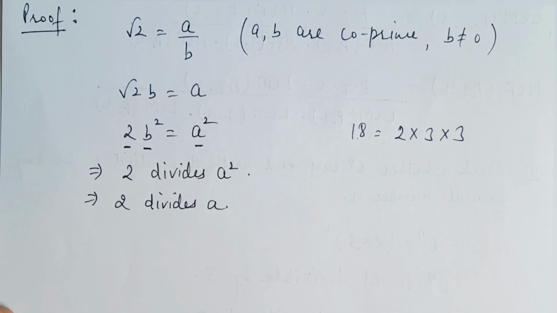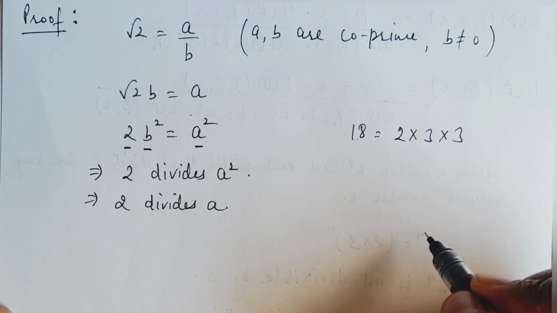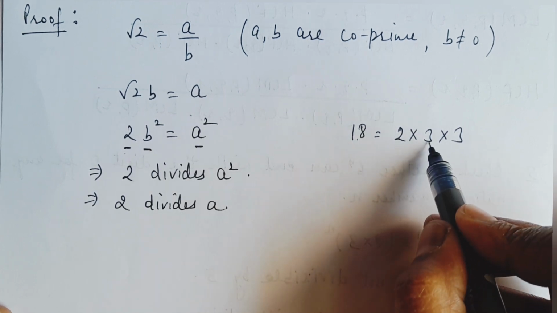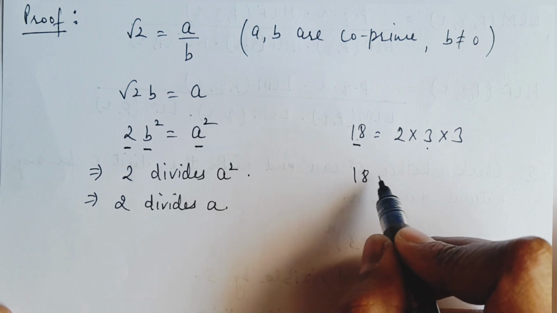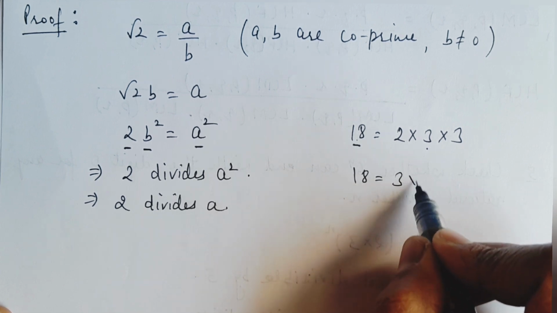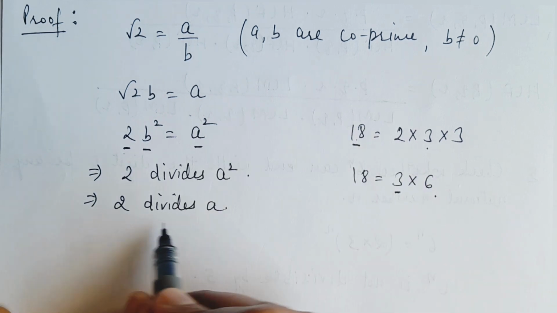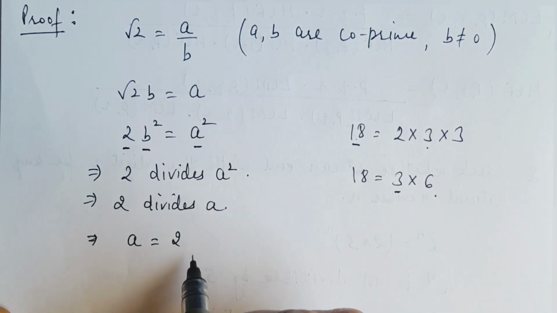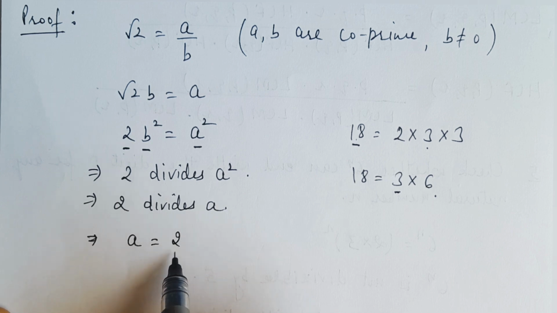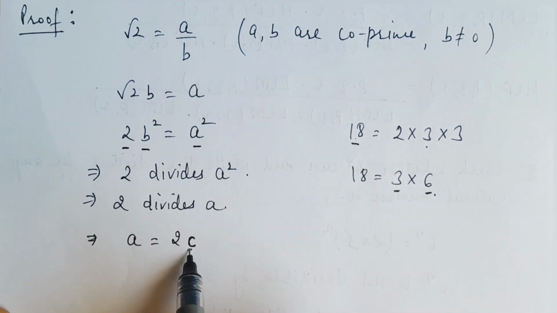Now if 2 divides A, what does that mean? If I say that 3 divides 18, that means 18 is a multiple of 3. So similarly, if 2 divides A, we can write A as a multiple of 2. Multiple of 2 means 2 will be multiplied by some number. So let's take that number as C, like here we have taken 6.